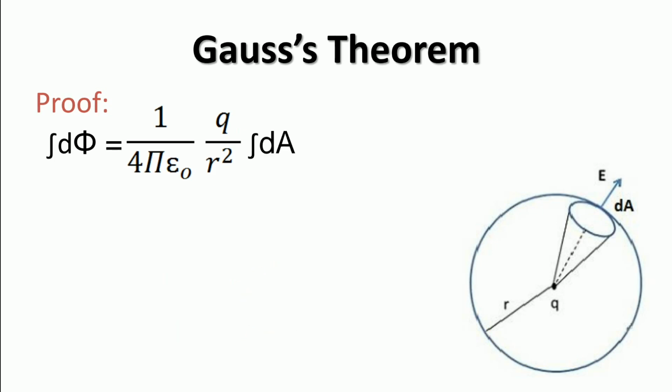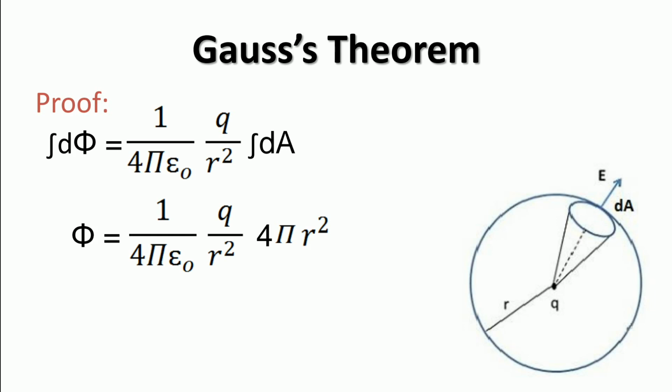Now put this here. The integration of dA we have put as 4 pi r square, and integration of d phi becomes just phi. Now watch here. This r square will be cancelled out by that r square. This 4 pi will be cancelled out by that 4 pi, and we will get just these quantities, which will be q and this epsilon naught. So here we have phi is equal to q upon epsilon naught, which is the expression for Gauss's theorem that we needed to prove. This is the final expression for Gauss's theorem.